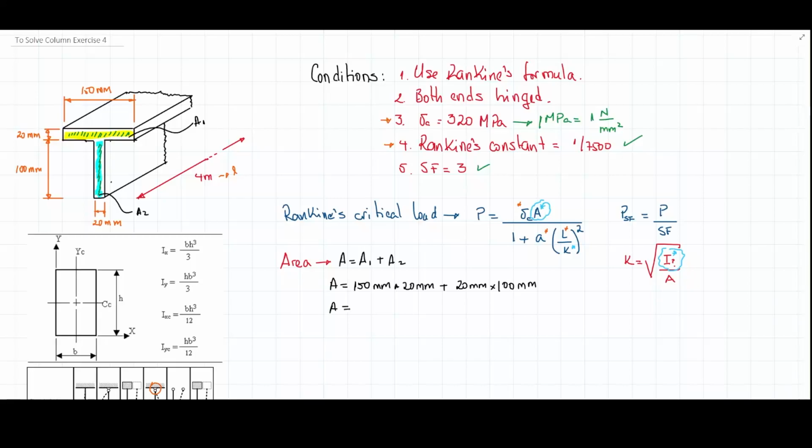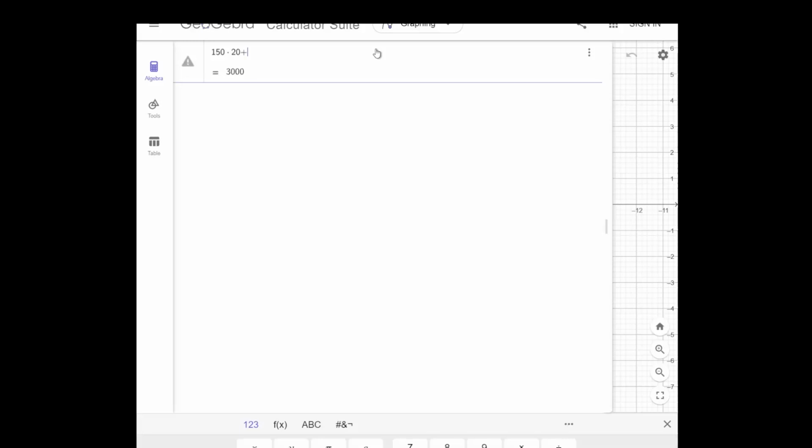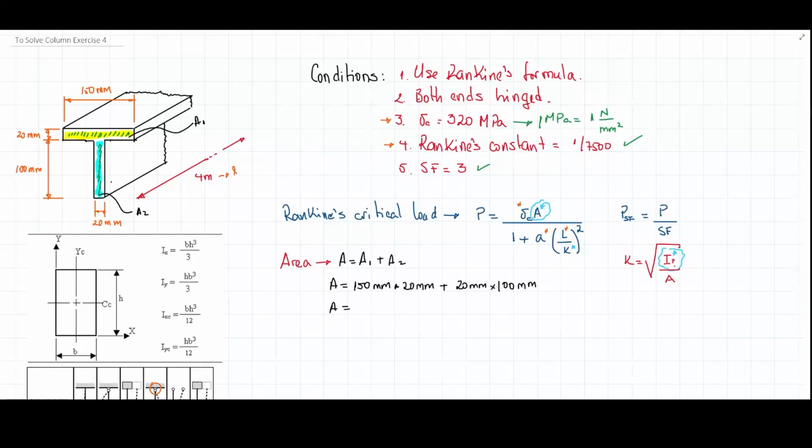So let's make that calculation here. I'm going to use this type of calculator to do it online. Let's see. I have 150 millimeters times 20 plus 20 times 100. That's going to give me 5,000. Great. So this is going to be equal to 5,000 square millimeters. So this is the first one.